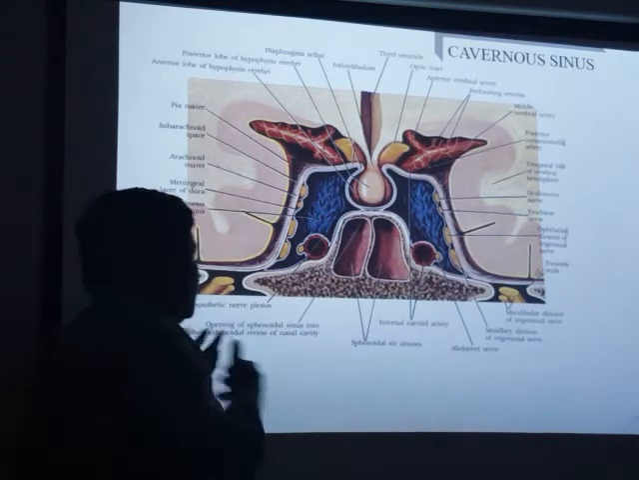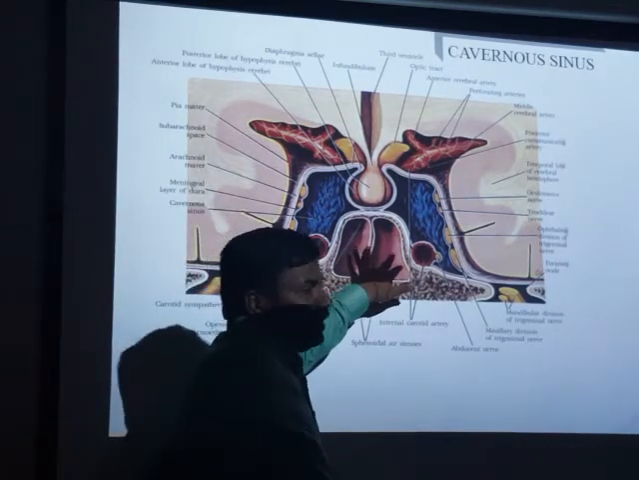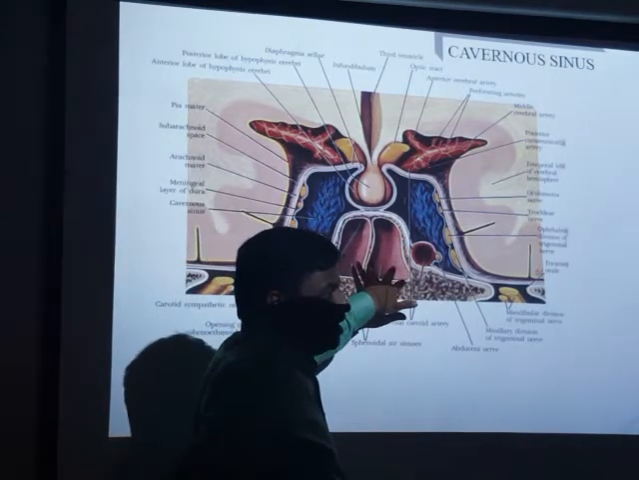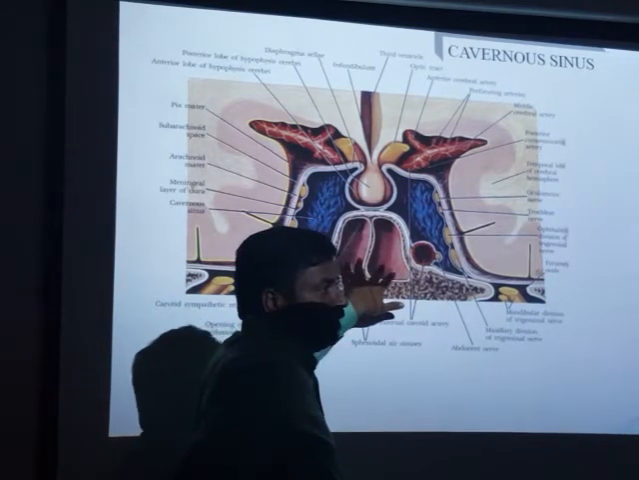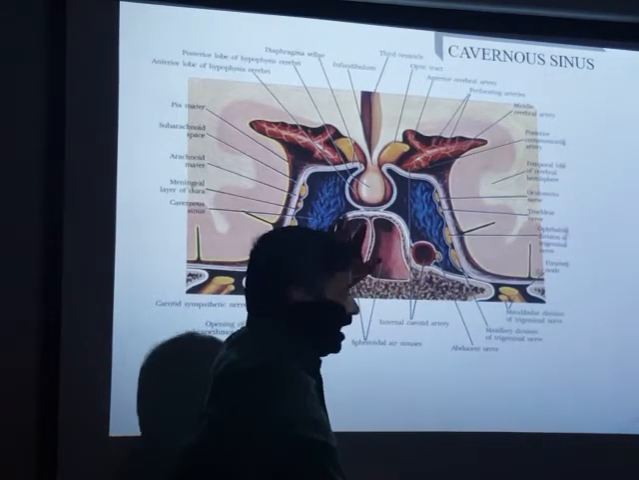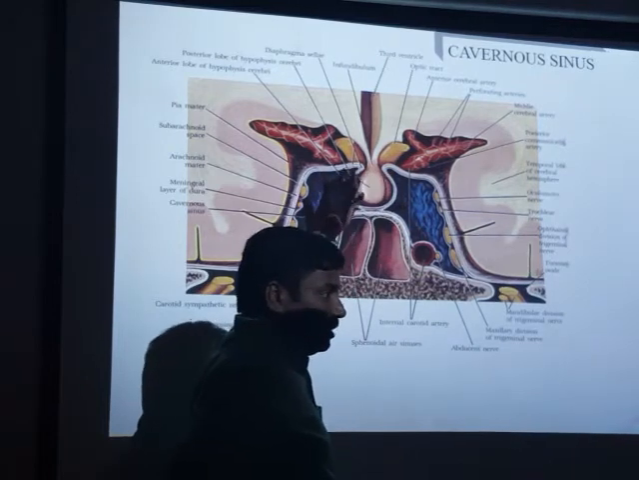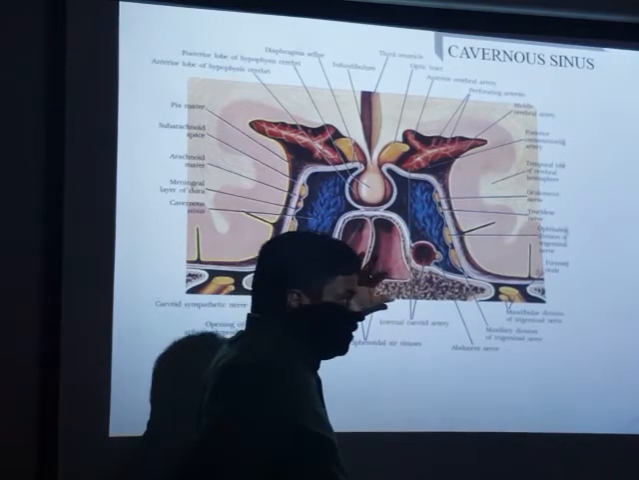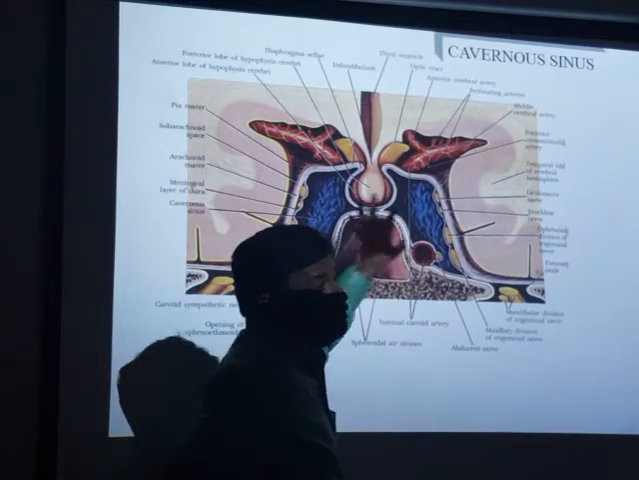So that is one of the air sinuses, the sphenoidal air sinus, which forms the inferior relations. These are the lateral relations, upper relation, front relation, and then inferior relation. These are all the relations of the pituitary gland.